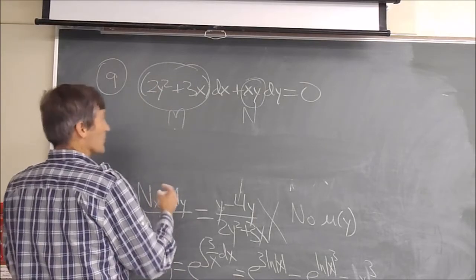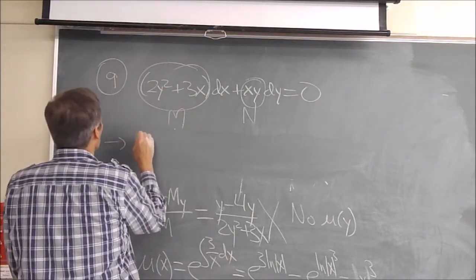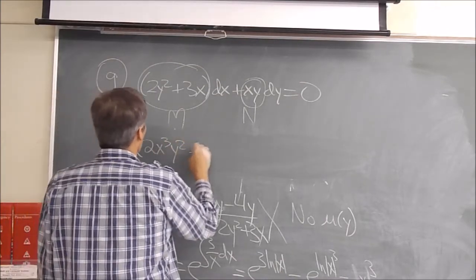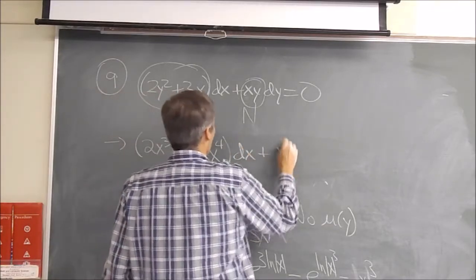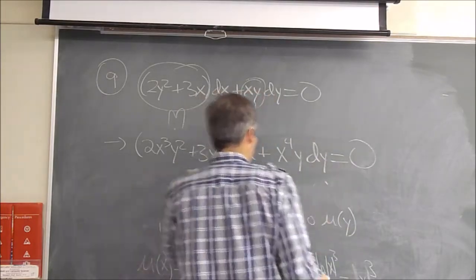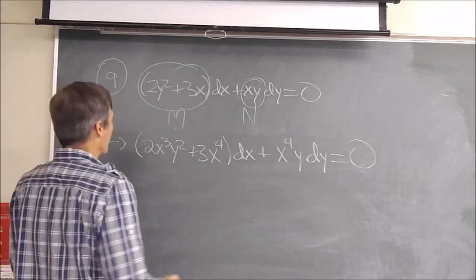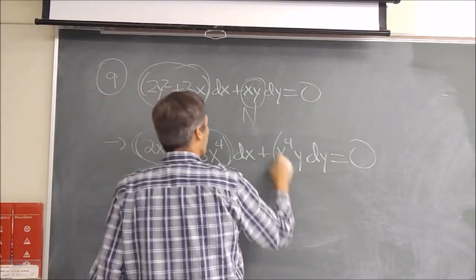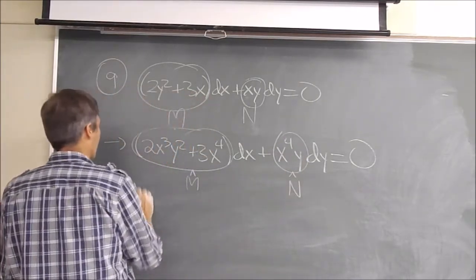And if we multiply this through by x cubed, it will become integrable. Let's try 2x cubed y squared plus 3x to the fourth, now multiplies dx, plus x to the fourth y, now multiplies dy. And the new M, we can call it M hat if you like, and the new N hat, let's see if this equation is now exact.